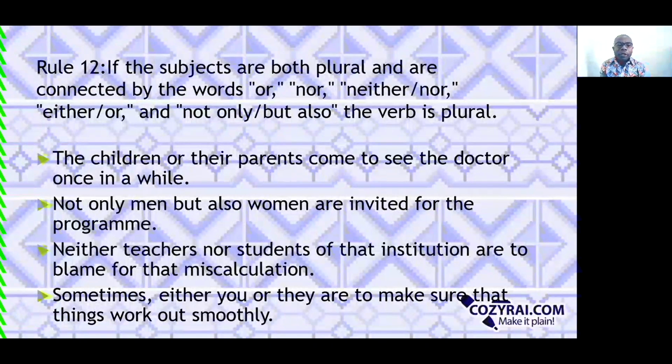Neither teachers nor students of that institution are to blame for that miscalculation. So teachers on one hand, students on the other hand, joined by neither nor, the verb will be plural. Sometimes either you or they are to make sure that things work out smoothly. So the subjects, you, plural, they, plural, joined by or, the verb will be plural.